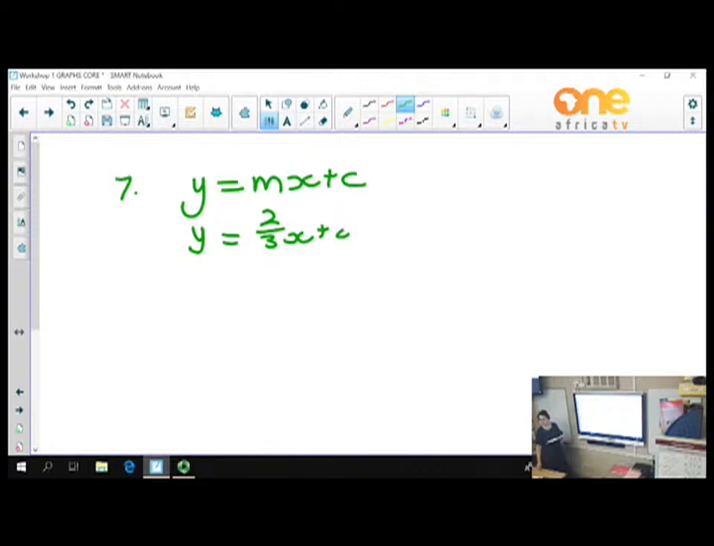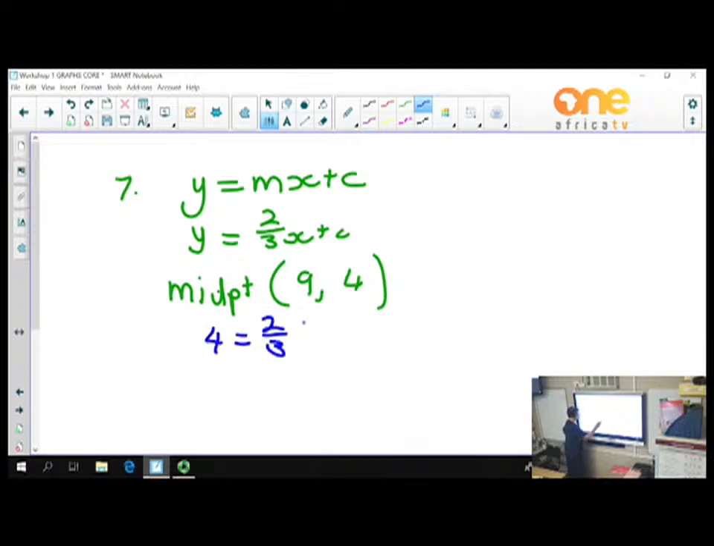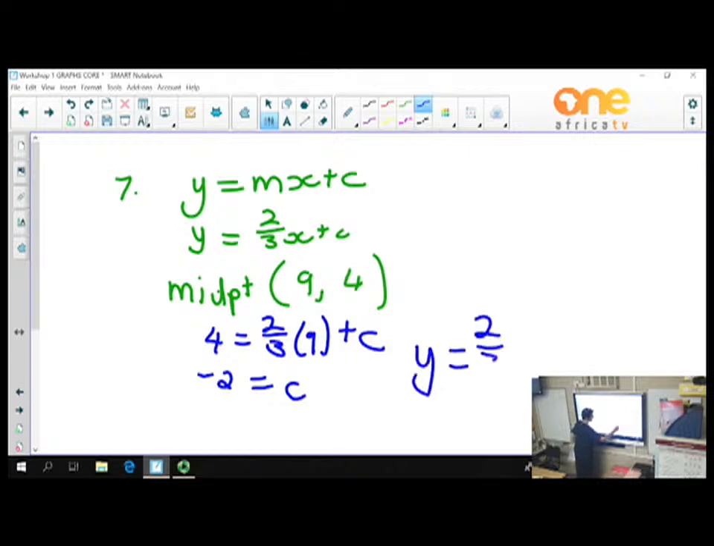Which point should I substitute? The midpoint, because it's the perpendicular bisector, and at this stage I don't have the midpoint. So I first need to calculate that. You have to calculate the midpoint. 9, 4. Okay, so now I can substitute it in here. So 4 is equal to 2/3 times 9 plus c. Negative 2. So the equation is y is equal to 2/3 x minus 2. Understand? Okay, so that's then the equation.